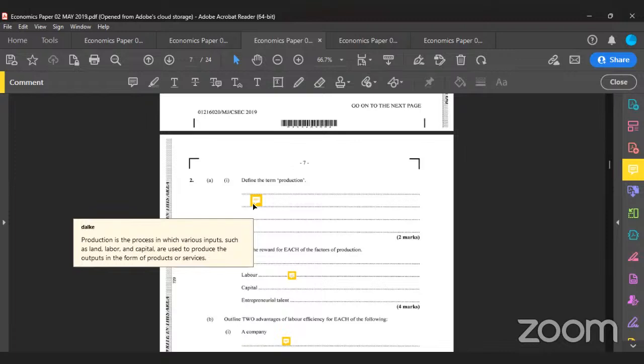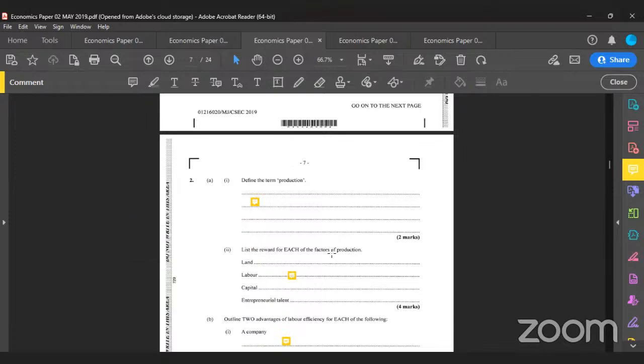Because that is what they're looking for, which becomes clearer when you look at the question after. So part 2 asked us to list the reward for each of the factors of production. Relatively straightforward question, easy 4 marks for you guys to attain. All right. So the first thing you have is land. I know the word for land is rent.